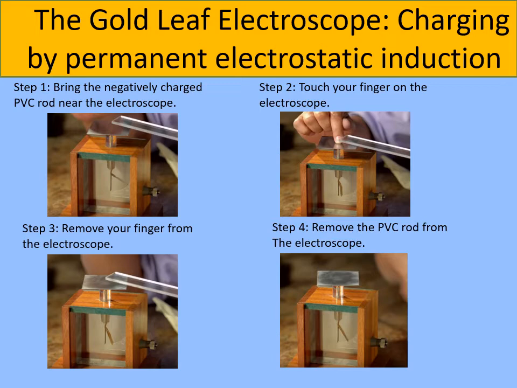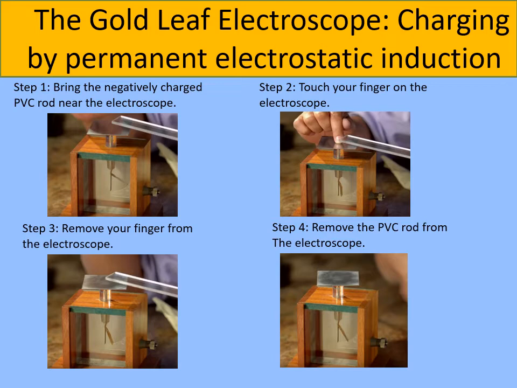Now, when we're doing the photoelectric effect experiment with the electroscope, we can either do it by contact, or we can do it using this permanent electrostatic induction method. On this gold leaf electroscope, a metal plate, which is usually zinc, is placed on top of the metal cap, as it is in this particular picture.